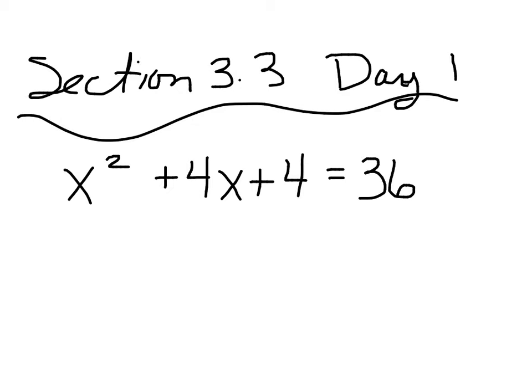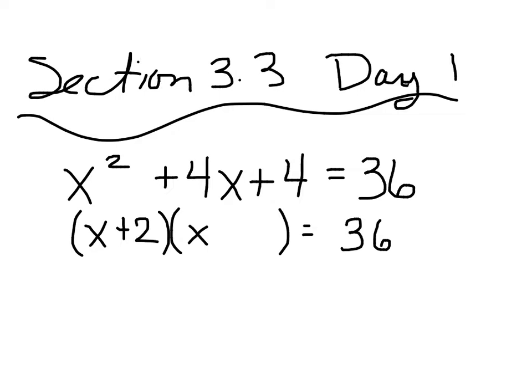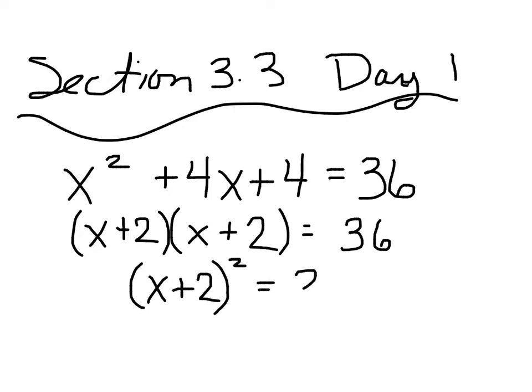What times what gives me x squared? X times x. What times what gives me 4 but adds up to be 4? 2 and 2, I heard Jordan say. Now what I want you to notice is, is it the same group twice? In the parentheses, it's the exact same thing. So instead of listing it like that, why not list it like this? X plus 2 squared equals 36. Is there a difference in the way I write it? No, but for this particular problem, yes.